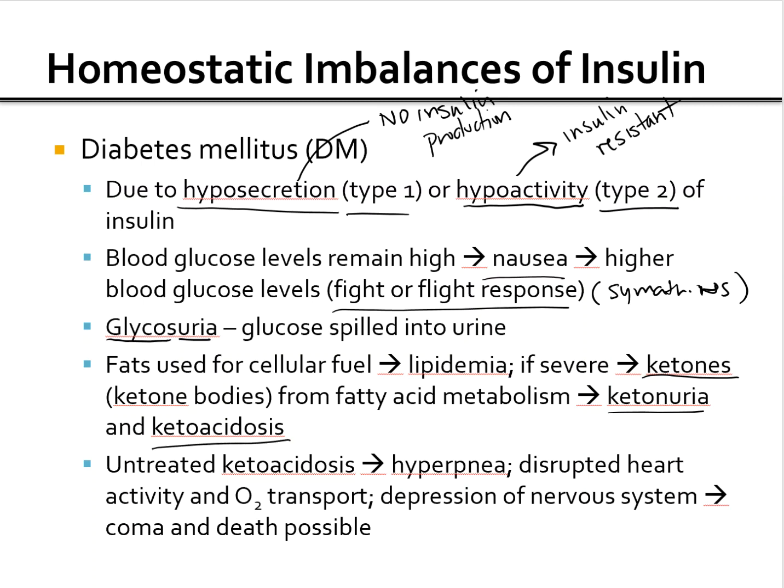And ketoacidosis, it's kind of what it sounds like. So these ketone bodies are acidic, okay? So acidosis, right? Your body becomes acidic due to those ketone bodies. Leads to hyperpnea, disrupted heart activity and oxygen transport, depression of the nervous system, and then ultimately leads to coma and death. So this imbalance in the acidity of the body has really severe consequences.